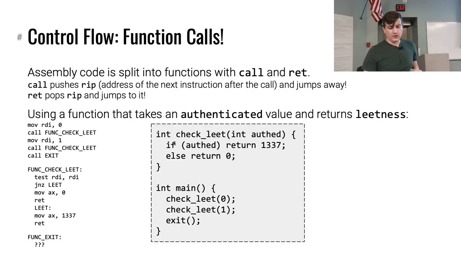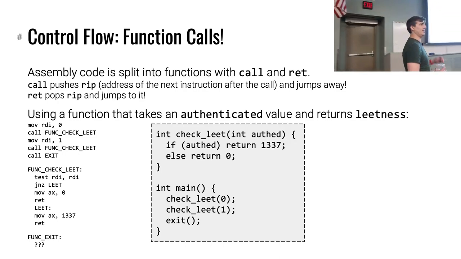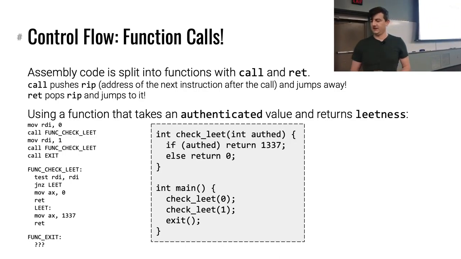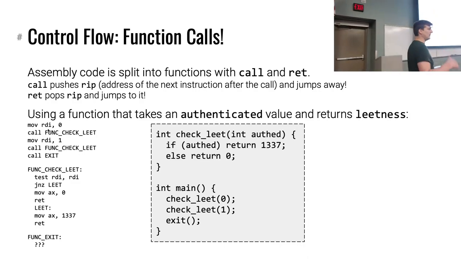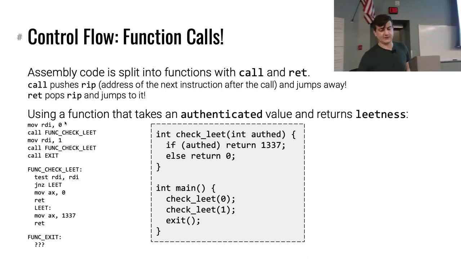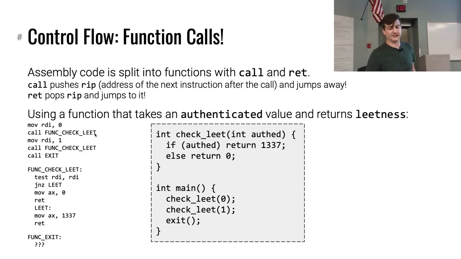So for instance, here's a function checkleet that has a parameter auth. We'll talk about specifically how parameters are passed. That actually depends a lot on the operating system and it's a specification. But for now, let's define this. Let's say up here at the top is our main function. We're going to pass the first argument in through RDI. So the first thing we do from the main function is set RDI to zero, then call func check leet. The call will store on the stack the address of this next instruction, and we'll start executing at func check leet.